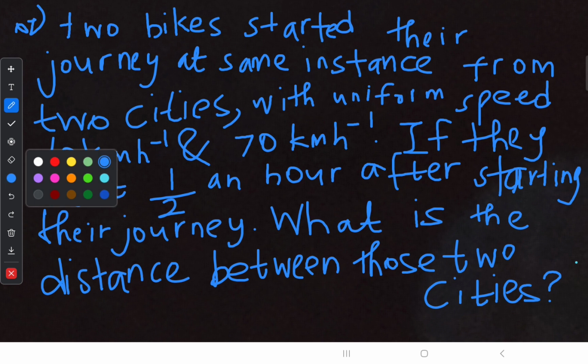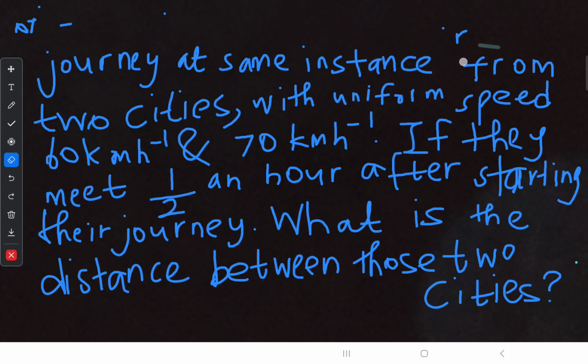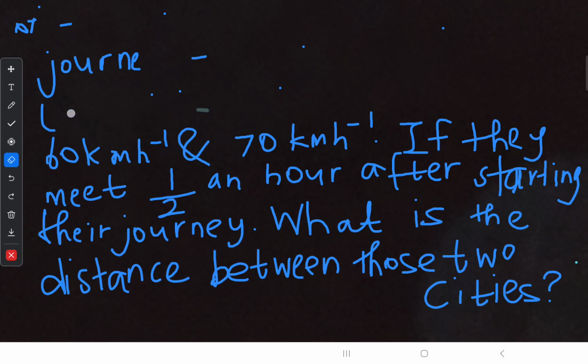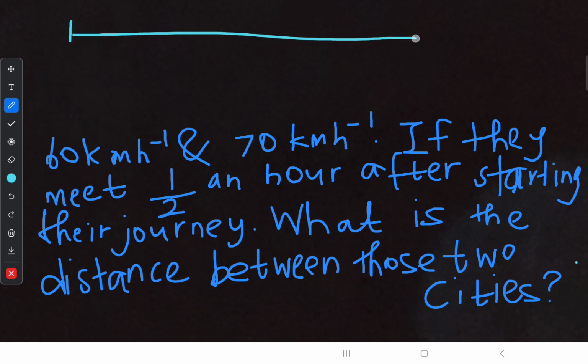In this question, two bikes started their journey at the same instant from two cities with uniform speeds 60 km per hour and 70 km per hour. That means two bikes started their journey at the same time at two different cities. We will draw a picture. This is the first bike, and this is the second bike.